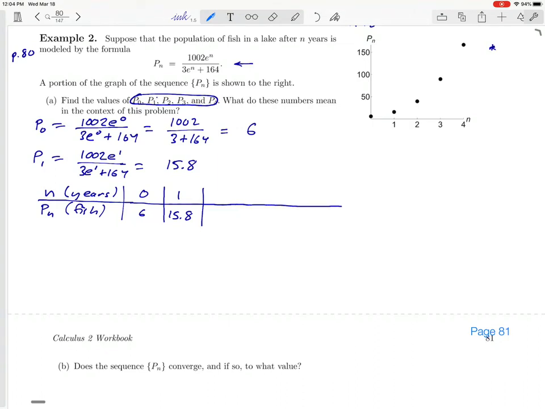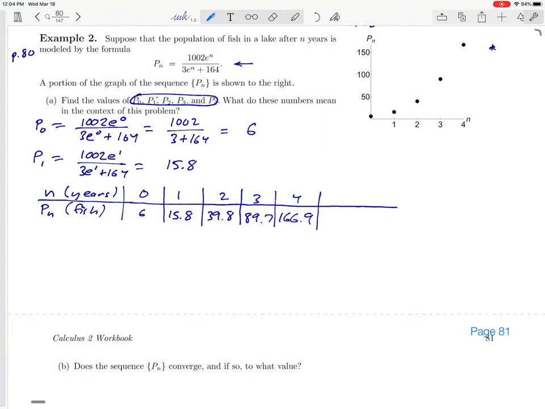I'm just going to show you what would happen if you plugged some more numbers in here. And you're welcome to pause the recording if you want to and maybe calculate some of these numbers yourself. But here are the next few values. So when n is 2, you're going to get 39.8. When n is 3, 89.7, and so on. Let's do one more. 166.9.